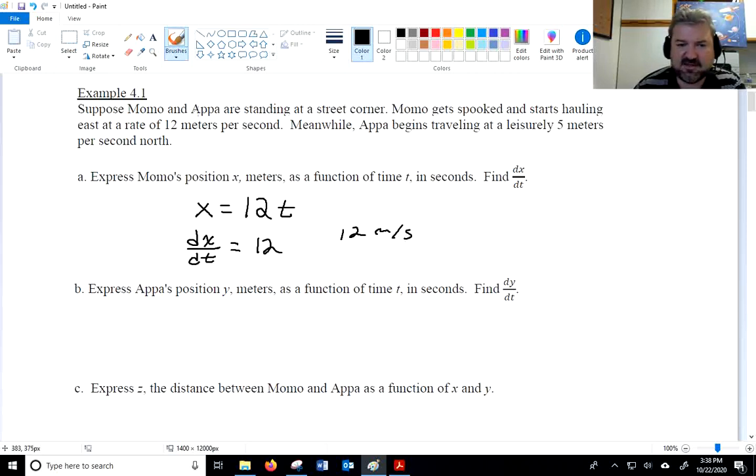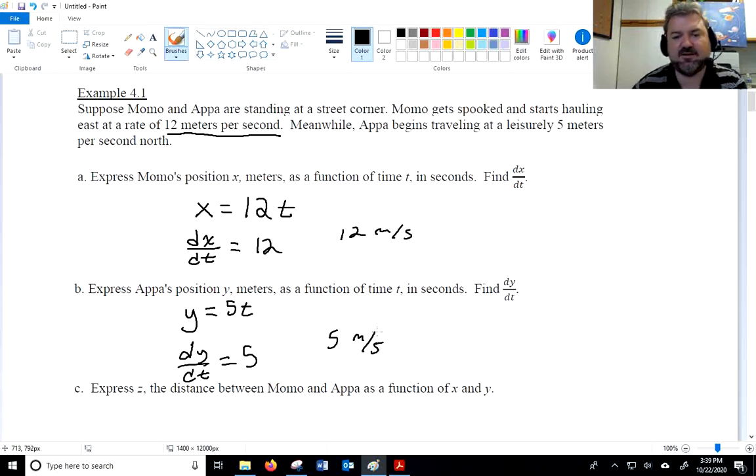Well, what you'll notice is that they gave us that in the problem. So it wasn't really necessary for us to do this, but I want you to see how this 12 meters per second is a dx/dt. Let's do Appa's position in meters. It should work out the same way. His position y, since Appa is traveling north, is going to be increasing by 5 meters per second. That's the equation for his position north. Then I can say dy/dt is equal to 5. So we know that his dy/dt is the 5 meters per second.